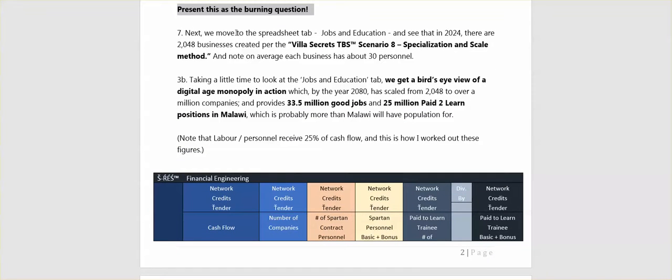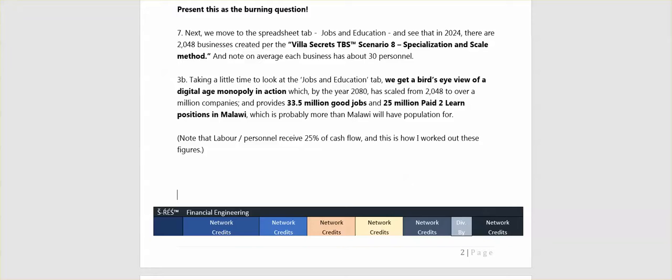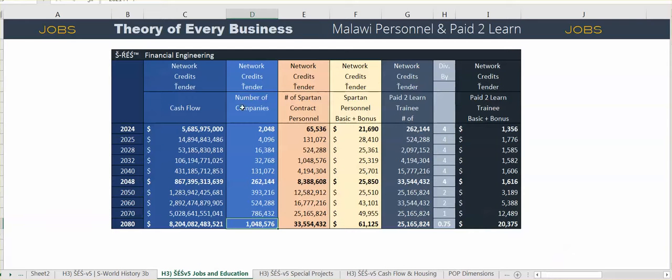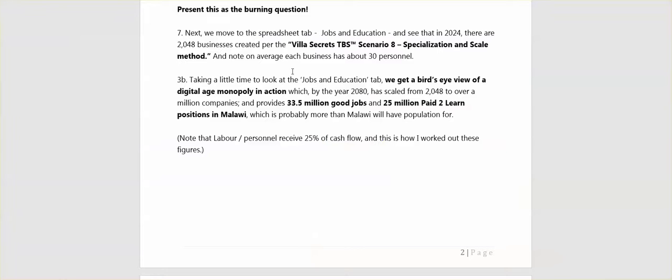Okay, next we move to Spreadsheet tab, Jobs and Education, and see that in 2024 there are 2,048 businesses created per the Villa Secrets TBS Scenario 8 Specialization and Scale method, and note on average each business has about 30 personnel. We can see this on the spreadsheet, on the Word doc, but I'm going to go to the spreadsheet because it's simpler. Yeah, okay, there we have that 2,048 companies in 2024.